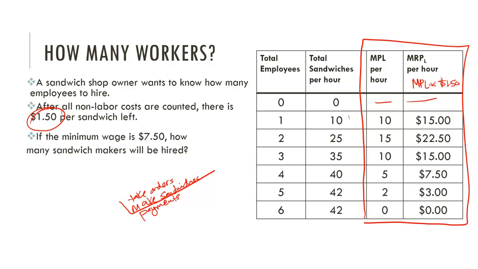When we add the third worker, we go up to a total of 35, which means 10 extra sandwiches. When we have 4 workers, it's 40 total, which adds 5 extra. 5 workers, we get 42, which is 2 extra. And then 6 workers is still 42, which means 0 extra sandwiches. So you need to think about how crowded it gets behind that sandwich counter.